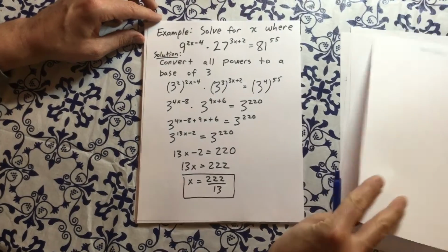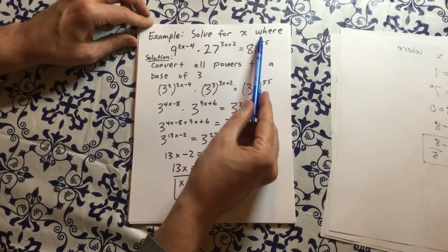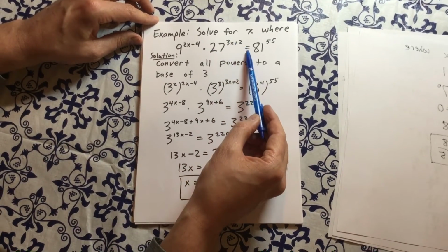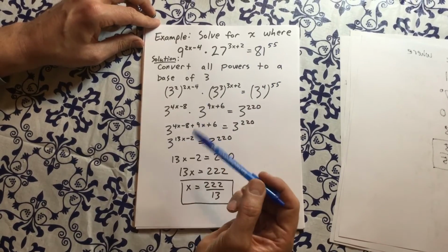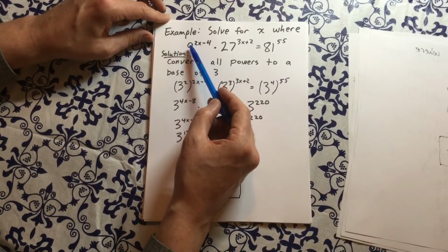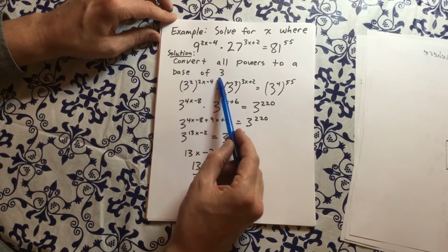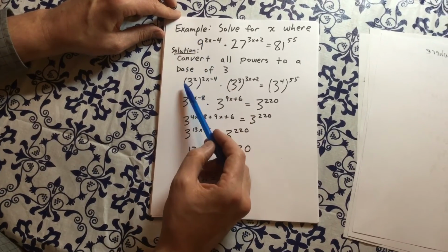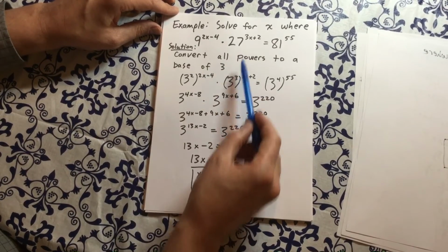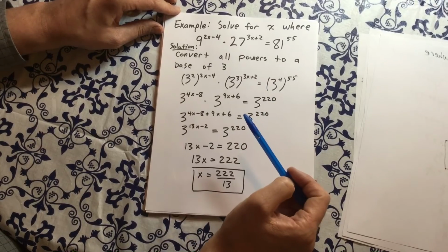And finally, here's a dandy question to end on. We're going to solve for x where 9 to the exponent 2x minus 4 times 27 to the exponent 3x plus 2 equals 81 to the exponent 55. You might remember at the start I said think small. Let's think of 9 and 27 and 81 each as powers of 3. So 9 is 3 squared to the exponent 2x minus 4. 27 is 3 cubed to the exponent 3x plus 2. And 81 is 3 to the 4 to the exponent 55.